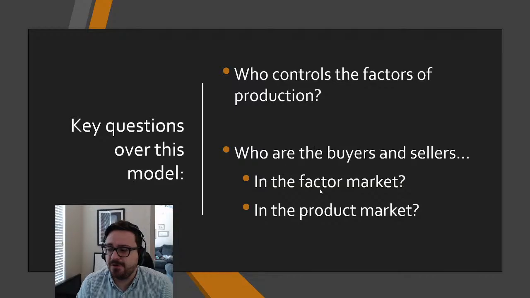And then I mentioned this before, but this is something I would frankly just write down underneath it. Who are the buyers and sellers in each market? Okay, in the factor market, again, this is the one that works opposite of how the world normally works in your head. In the factor market, we, households, are the ones selling. We are the sellers in the factor market. Households sell, businesses buy in the factor market. In the product market, that works the way you think it does. Households buy, businesses sell.